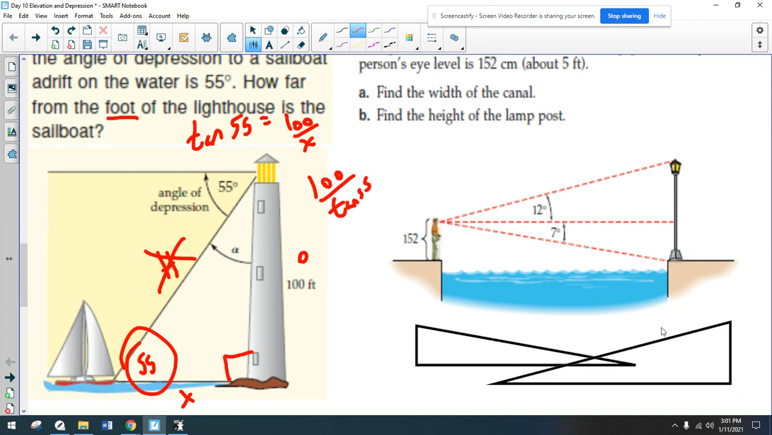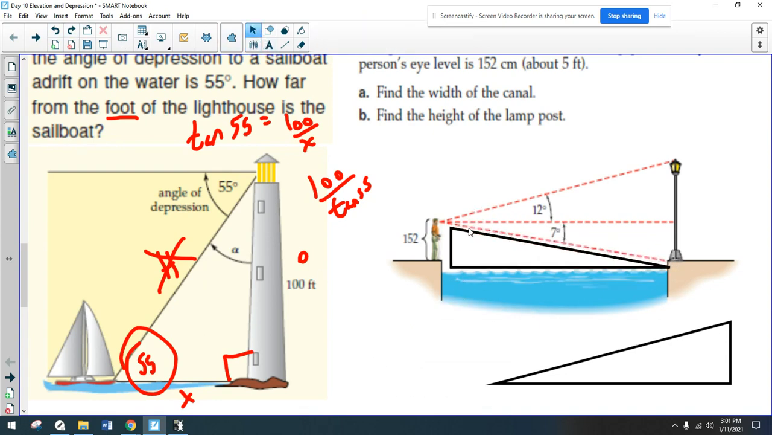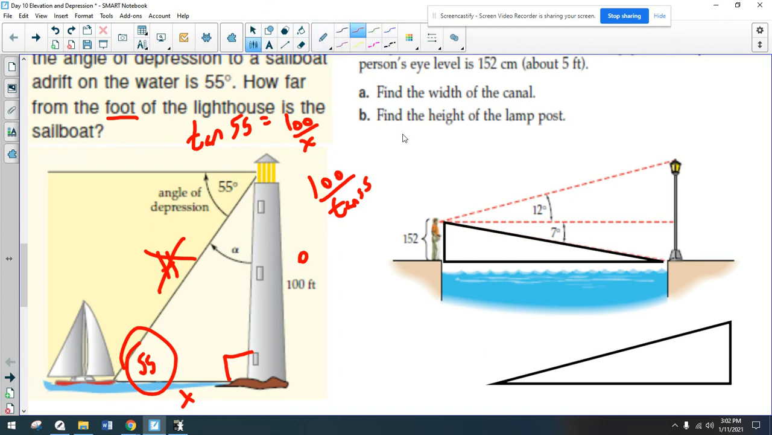Okay, so first, I'm going to pull this triangle up so you can see what we're talking about, because this is going to be my first triangle right here. This is what's going to help me. Okay, so in this case, let me get a color. All right, in this case, here's my 90-degree angle. They're asking me for the width of the canal, which is this right here. I've got my 152 over there. And then my angle of depression was 7 degrees. So that means this is 7.